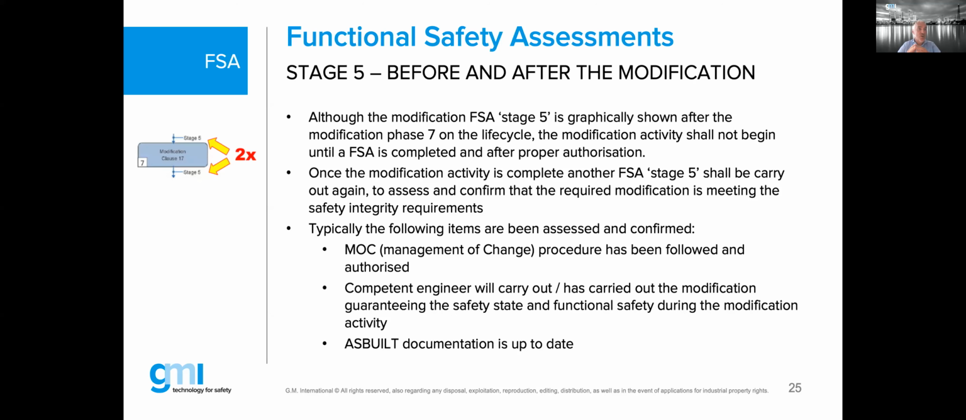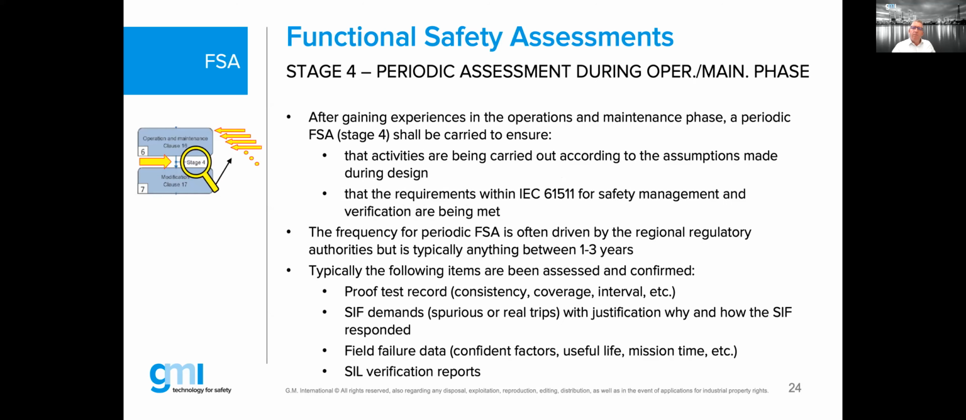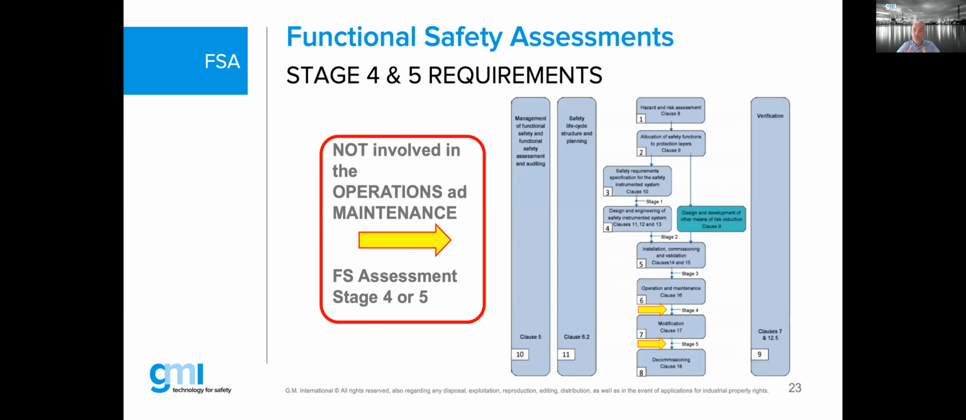Right, I saw some questions coming in, and I go back to stage 4. Another question sounds as follows: can proof test frequency help to decide the functional safety assessment stage 4 frequency? It's actually a very good question, and I will back up one more slide. The question is: can the proof test frequency actually influence the stage 4 frequency?